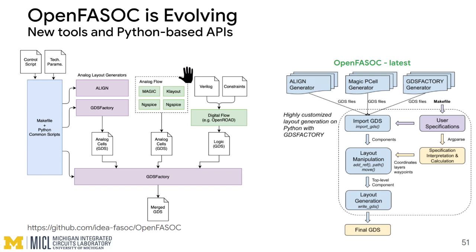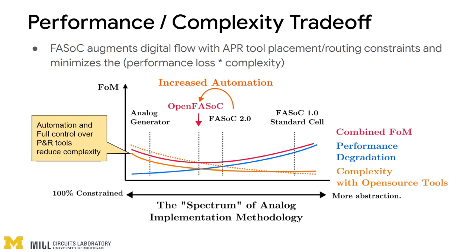So this is how FASOC looks today. We have integrated the GDS Factory platform. We can now read a very customized design, and we included a lot of Python APIs that enable us to do a lot of this work. So now I want to go back to the performance versus total complexity trade-off that I showed in the intro, right? We have noticed that open source tools allow much more automation. So we have much more control over what we are generating. We are also getting access to the source code, so we can create features in OpenROAD or GDS Factory to actually do whatever we need.